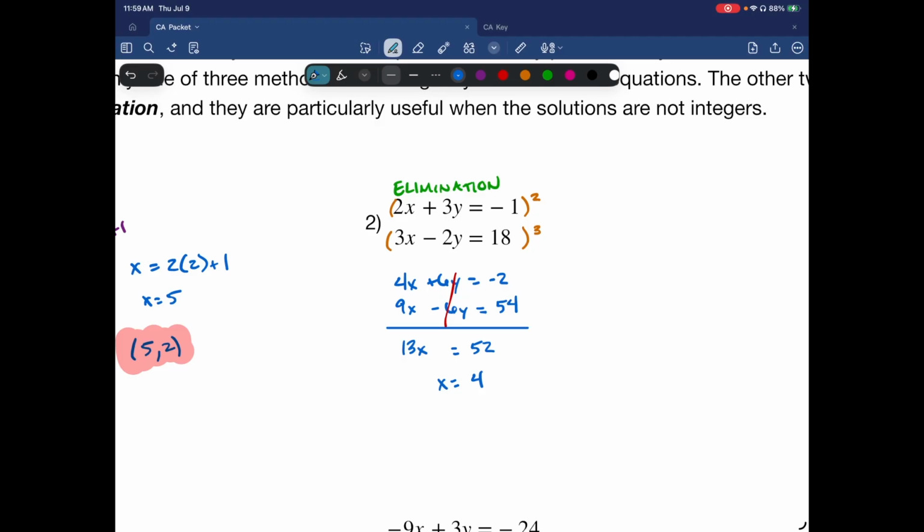At this point, we didn't do any manipulation like we did on number 1. So just pick your favorite equation and plug 4 into it. This would be 2 times 4 plus 3y equals negative 1. So you get 8 plus 3y equals negative 1, so 3y equals negative 9. y equals negative 3. So (4, negative 3) is my answer here. These two equations will intersect on a graph at (4, negative 3).